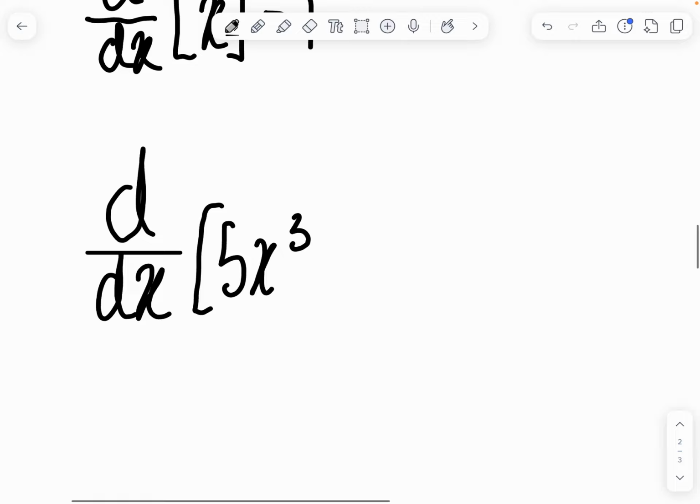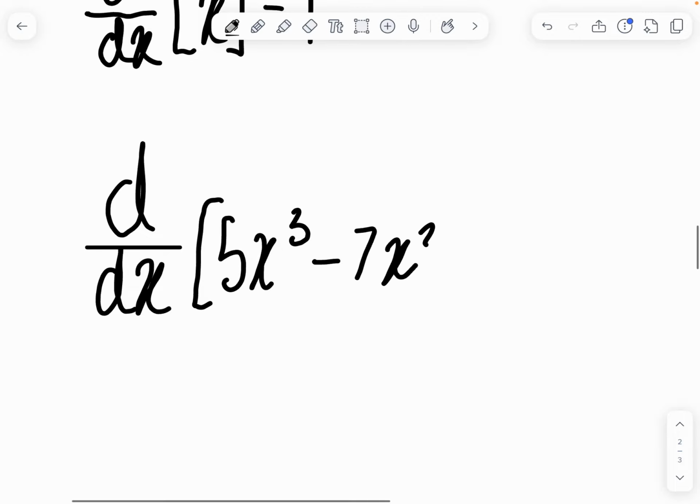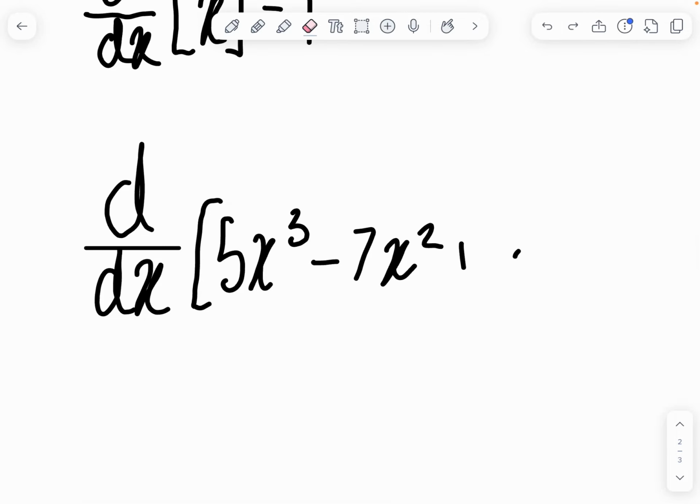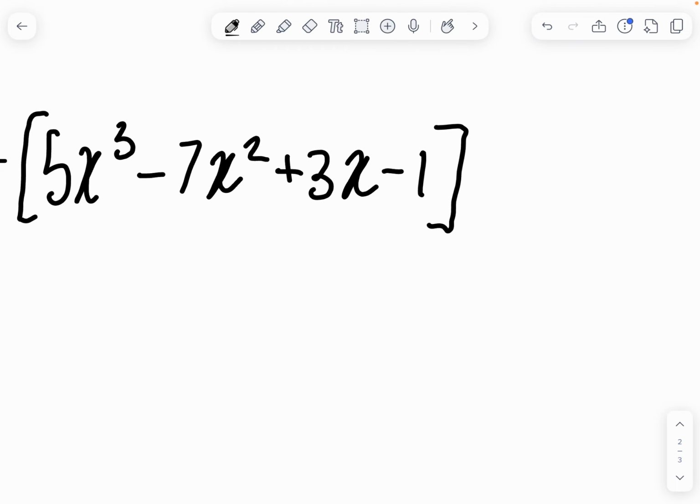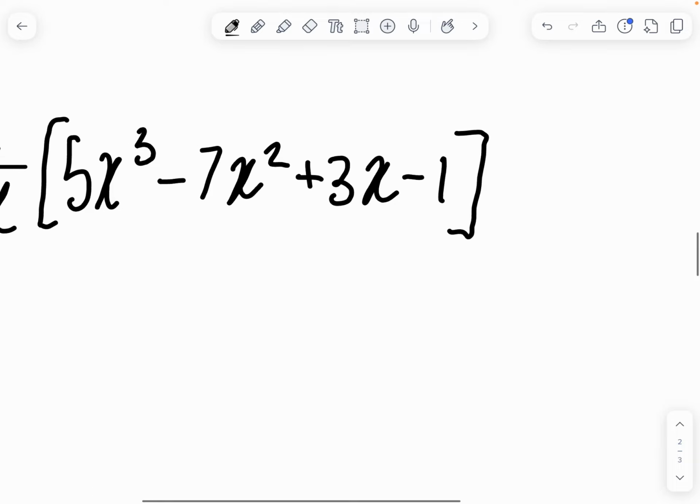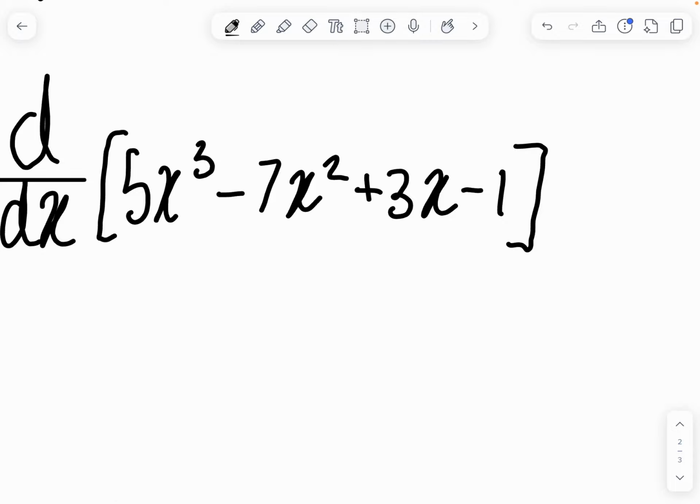5x cubed minus 7x squared plus 3x minus 1. So pause the video and try and find what the answer to that is. So hopefully you found your answer out. And yeah, let's start doing the question.